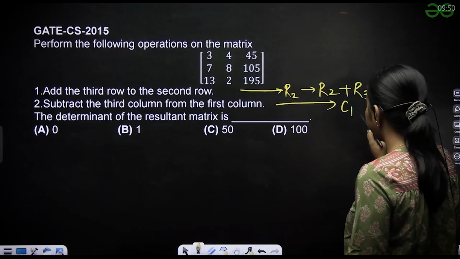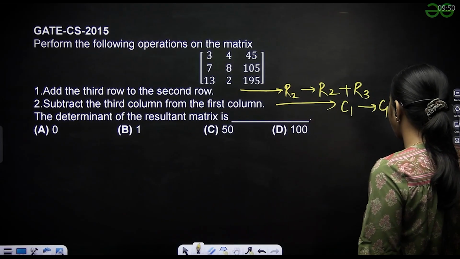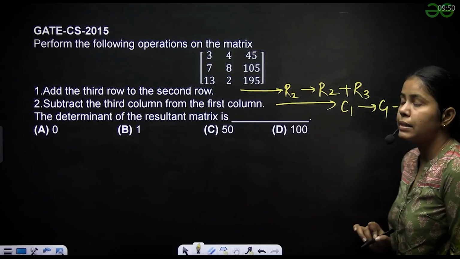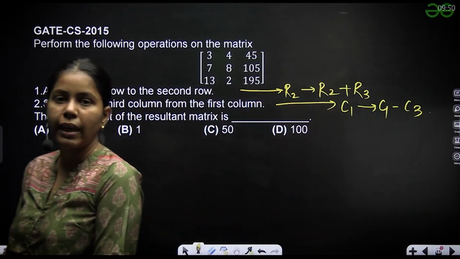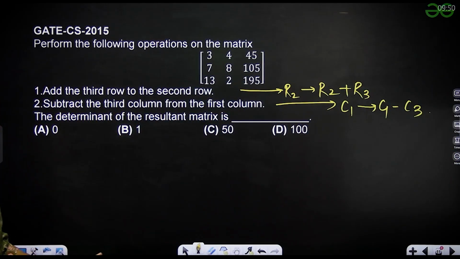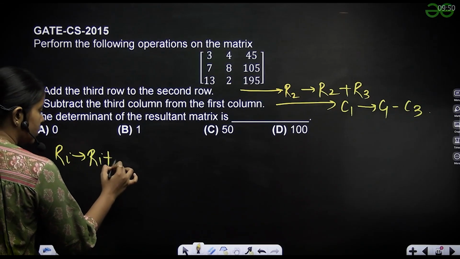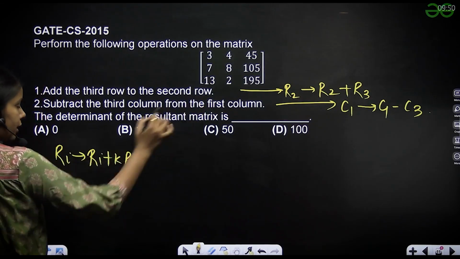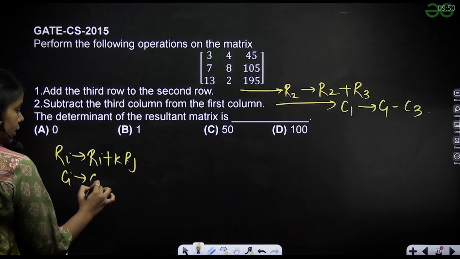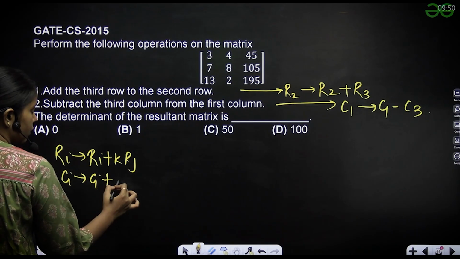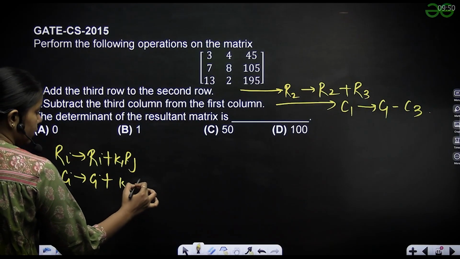First column में से subtract कर दो third column. Again, this is a kind of operation which does not make any impact on my determinant. What are the kinds of operation which does not make any impact? Ri tends to Ri plus KRJ, यही operation लग रहा है पहले वाला. Ci tends to Ci plus KCJ, और K कुछ भी और constant लिख लो. यहाँ पे K1 लिख लिया, यहाँ पे K2 लिख लो.